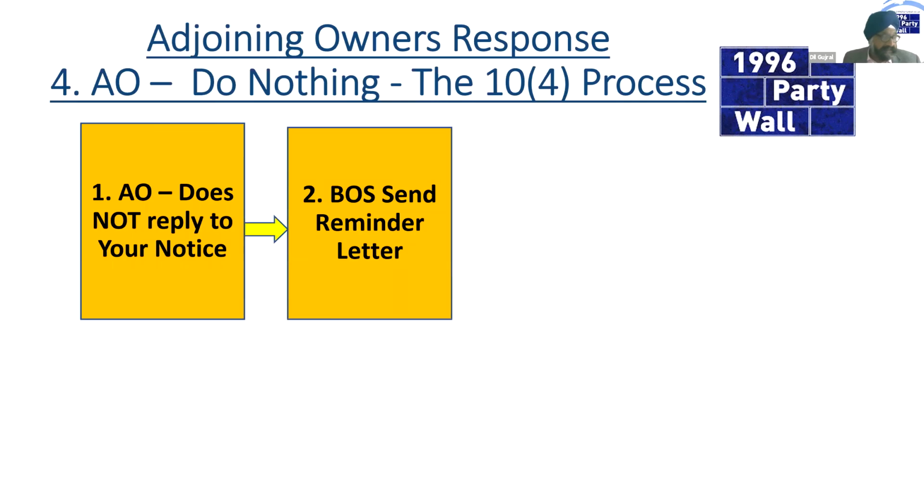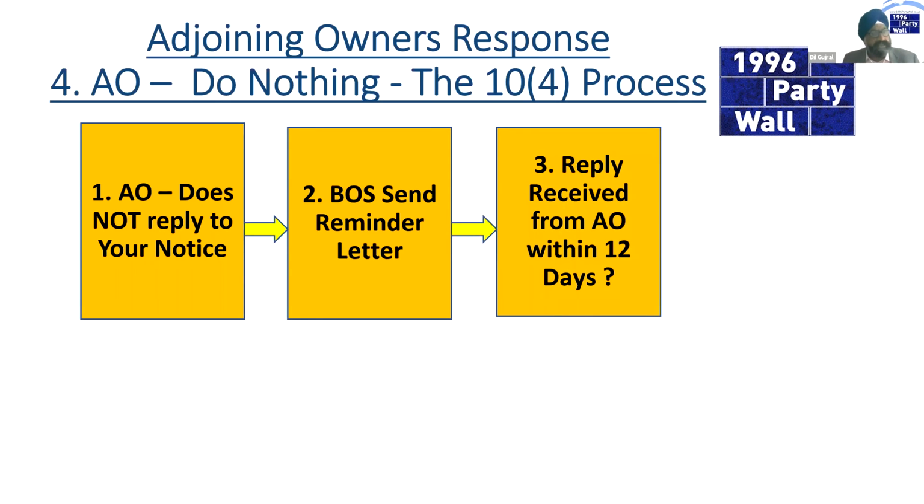So the next procedure is, usually the building owner's surveyor then sends a reminder letter to the adjoining owner. This is done after 16 days. This gives the adjoining owner a further 12 days. The Act says 10, but there's an additional 2 days for allowing service of notice via Royal Mail. So that's why we're talking 16 rather than 14 and 12 rather than 10.